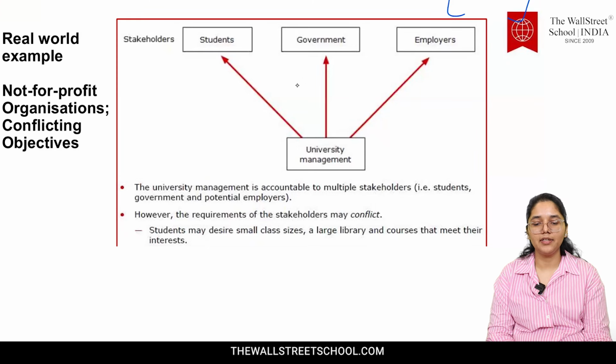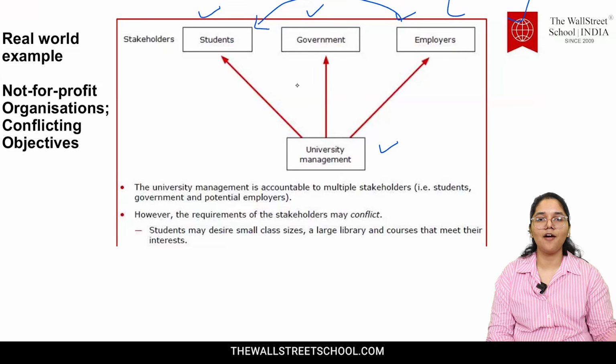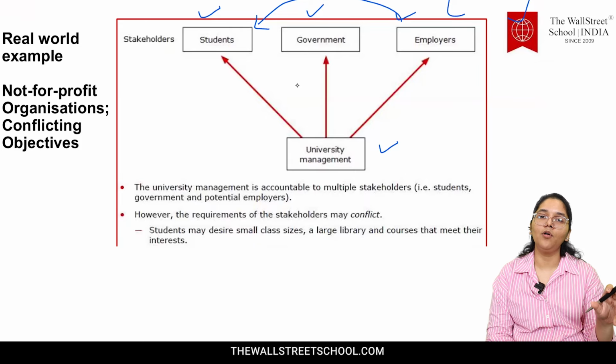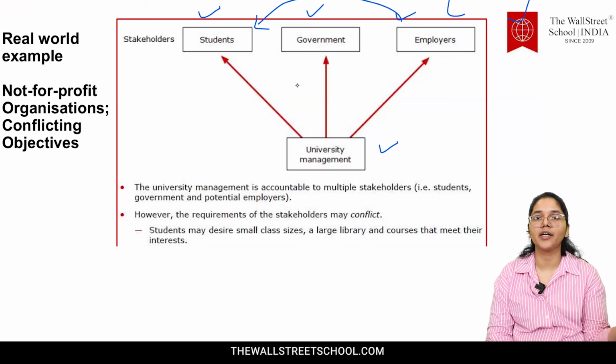So here we are given an example of a university. What are the stakeholders of a university? The students who study at the university, they get affected by whatever the university does. Then the government who provides the funding to the university for its running, and then the employers. Who are the employers? The employers are the people who hire the students after they have completed their graduation or post-graduation. So here, every stakeholder is going to have a different objective, and that is why it is going to be even more difficult for us to measure if the not-for-profit entity has been able to achieve its objective or not.